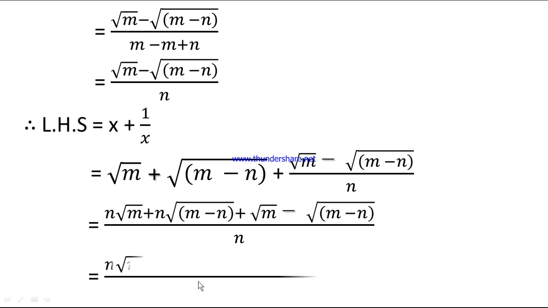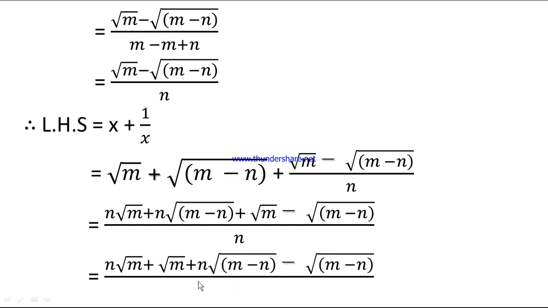In the next line, look very carefully. I have only changed the position. Here n root m plus, here I have changed the position of root m, and n root over m minus n, I have changed the position here, and this position remains.